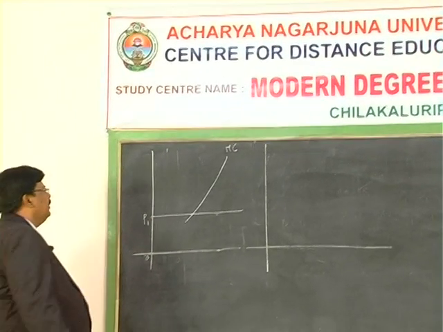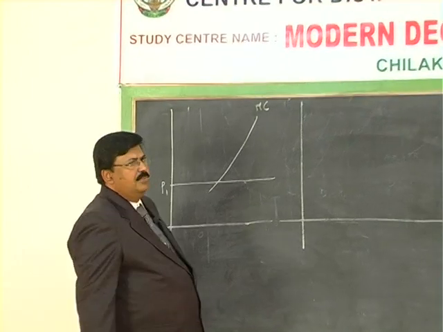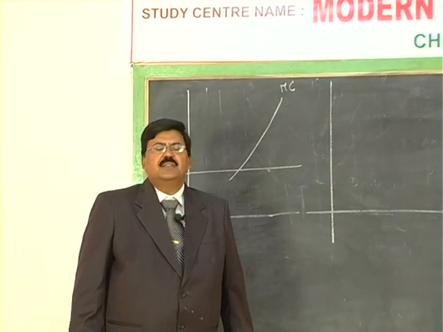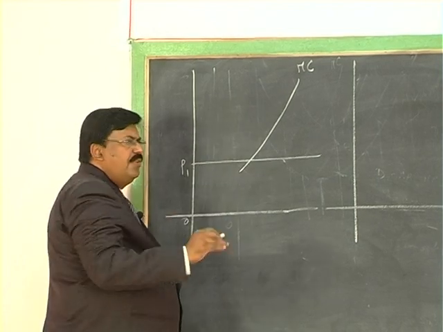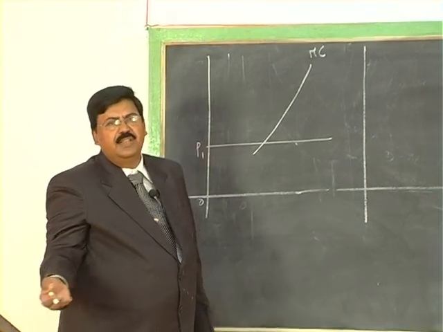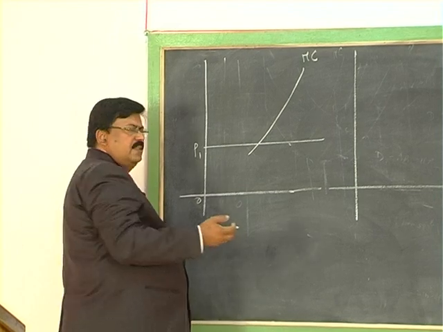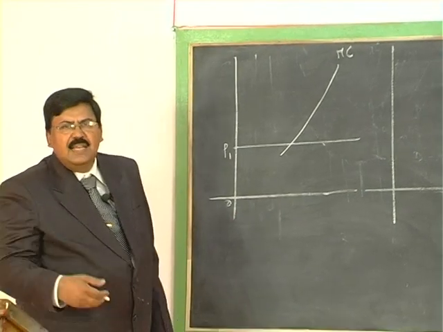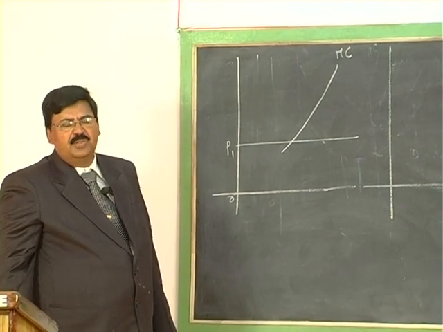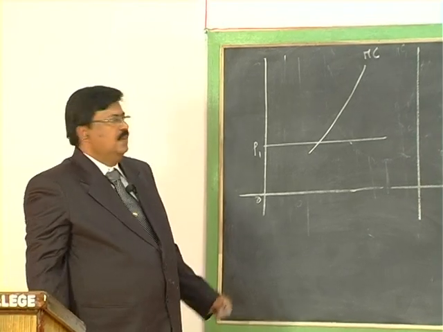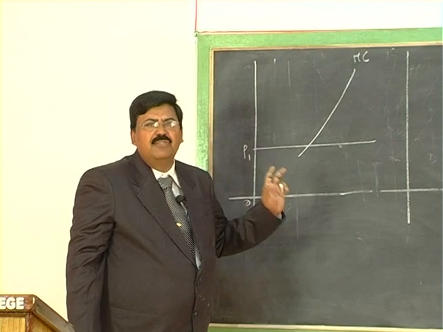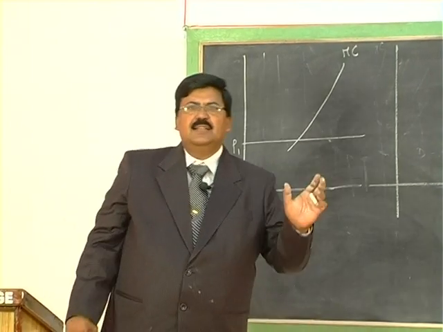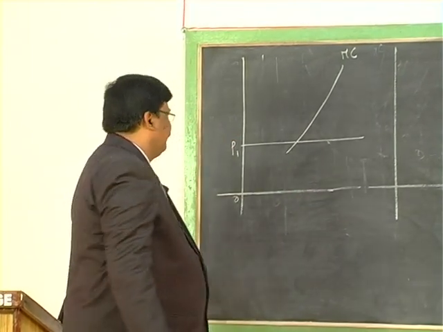Now let us derive the supply curve of a firm under conditions of perfect competition in the short run. The rising portion of MC over and above minimum AVC, that is relevant because if a price is less than minimum AVC, there will not be any production. So what is relevant for us? Price must be at least equal to minimum AVC. Production takes place only when price is equal to or greater than minimum AVC.